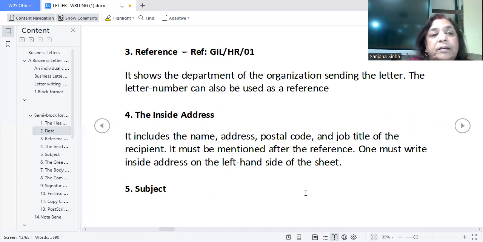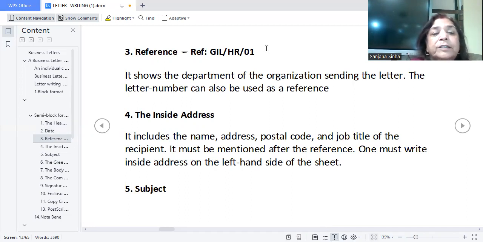Reference, you can make a reference, and how is it made? It means the initial of the company. For example, if it is Godrej India Limited, then GIL oblique the department's initial, HR department or the marketing department or the accounts department. Remember, the initial of the company, oblique, the initial of the department, and after the oblique, the number of letters written that day, on that particular day. If it's the first letter, 01, if it's the second letter, 02, if this is the fifth letter, 05.